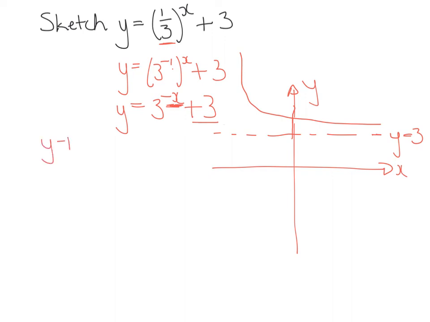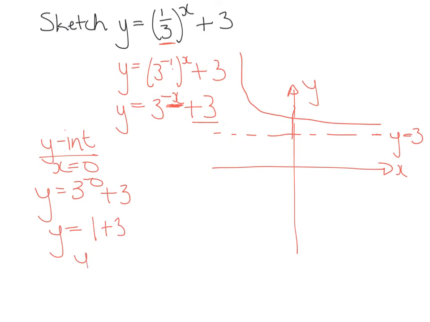So our y-intercept would happen when x is equal to 0. So if that was the case, y is equal to 3, and in place of x goes 0. 3 to the 0 is 1, 1 plus 3 is 4. (0, 4), that would be our intercept, (0, 4).